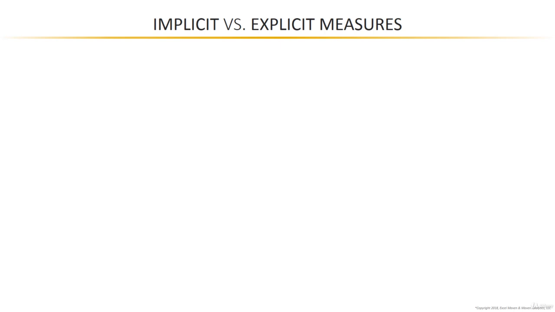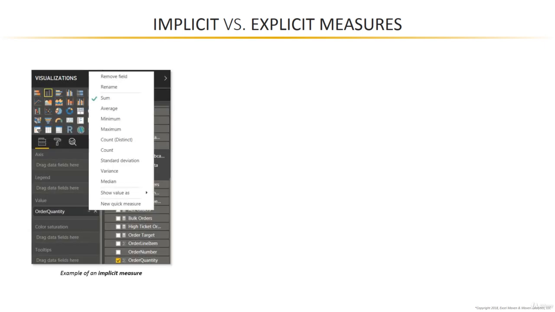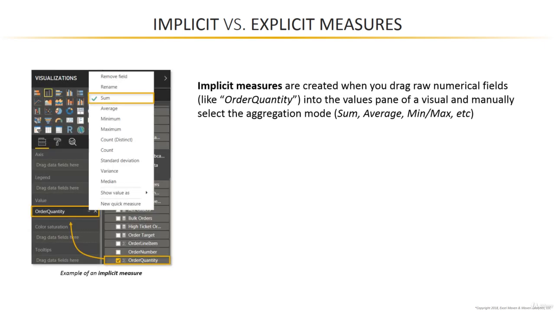So I hinted at this a little bit earlier, but I want to take a minute to unpack this idea of implicit versus explicit measures. Now, in Power BI, in the report view, implicit measures are created when you drag raw numerical fields, like order quantity from our sales data table, into the values pane of a visual. What Power BI does is automatically select and apply an aggregation mode, usually a sum, so that you can view those values in a meaningful way.